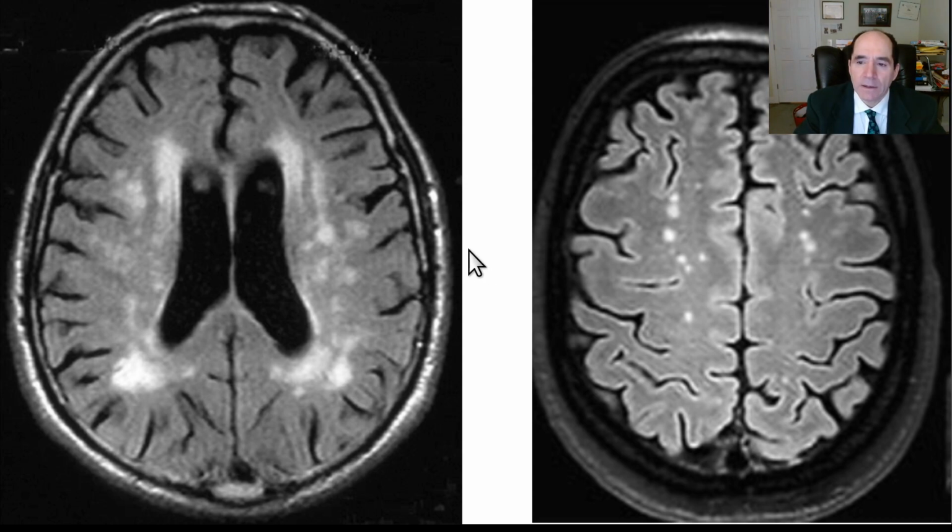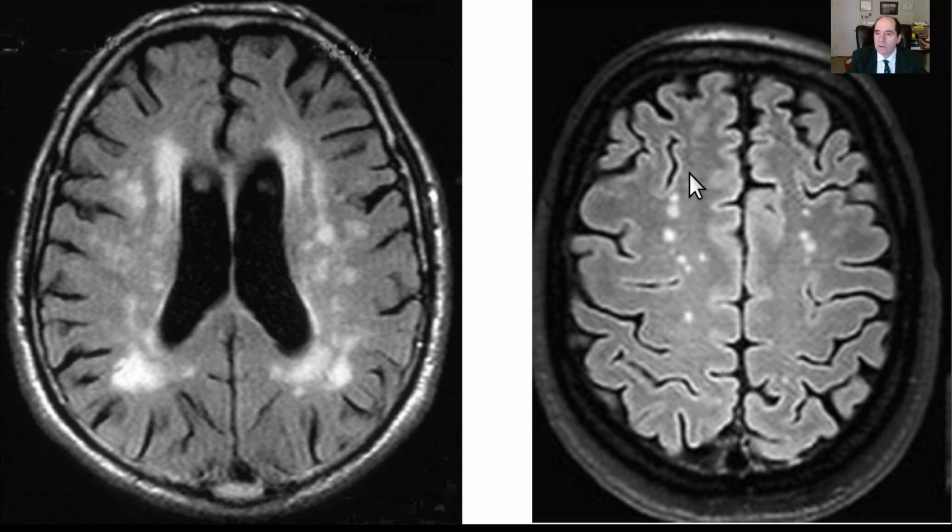All right, and then this is what silent strokes look like. So here is the centrum semiovale, because you're in the center of the brain, the deep white matter, and it's sort of shaped like an oval. Okay. Here is the corona radiata, and that's at the level of the lateral ventricle.